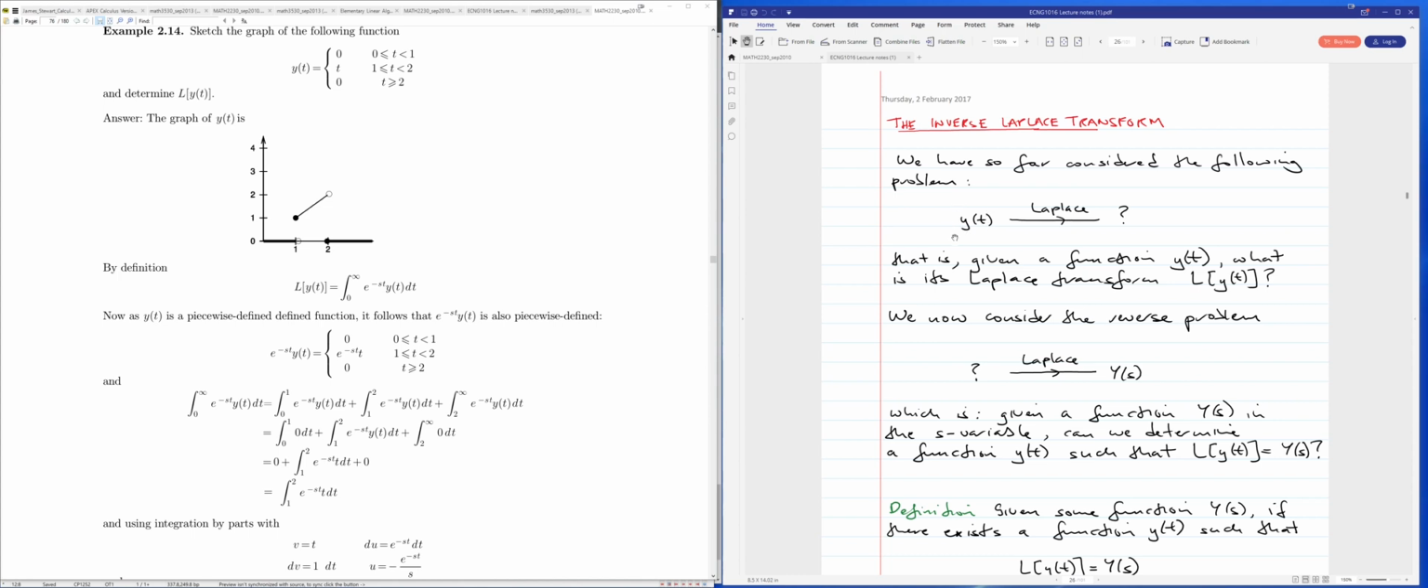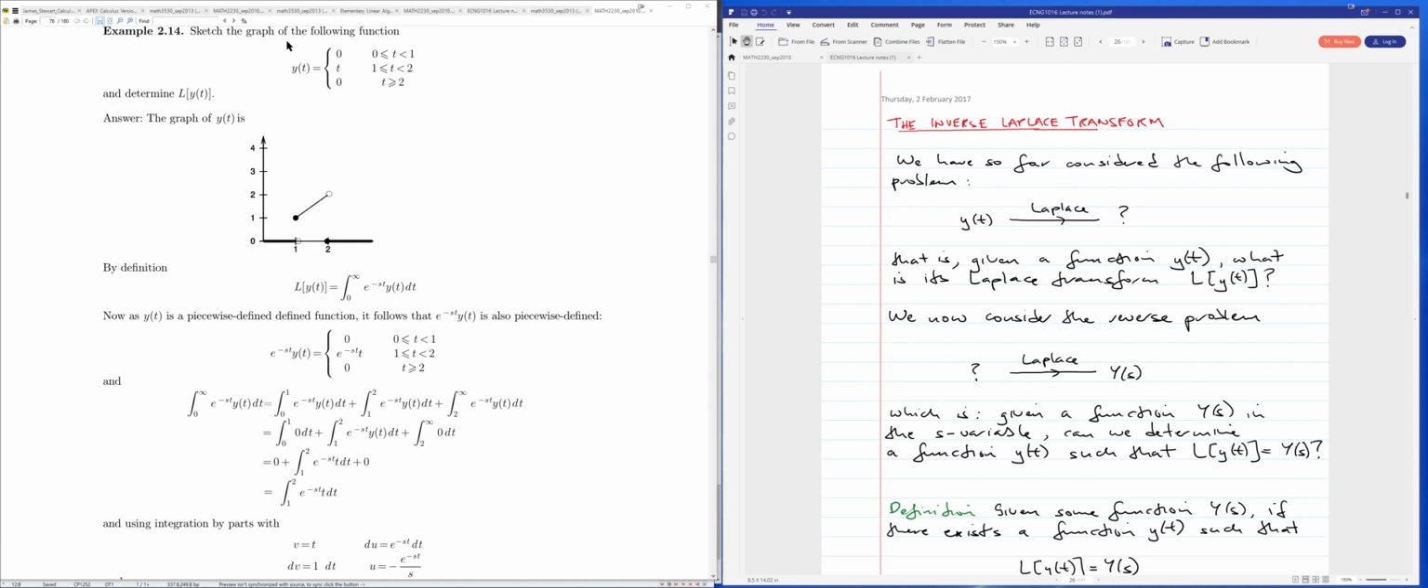What we were looking at was the function y of t. What we were trying to do was get the Laplace transform of y of t. So if you have this arrow over here to indicate Laplace, what you were given is y of t, and you're trying to figure out the Laplace transform of y of t.